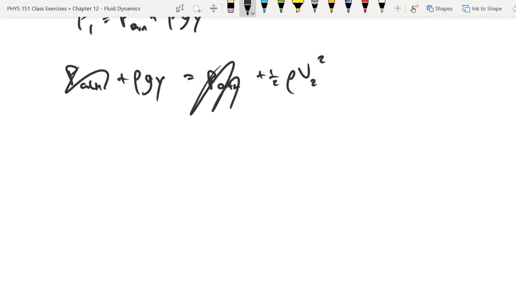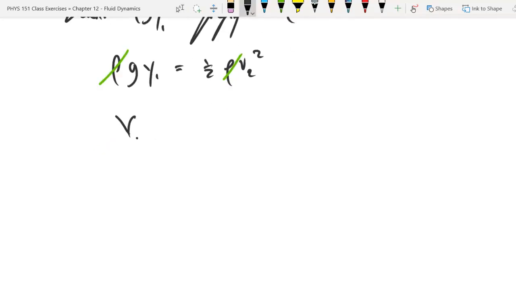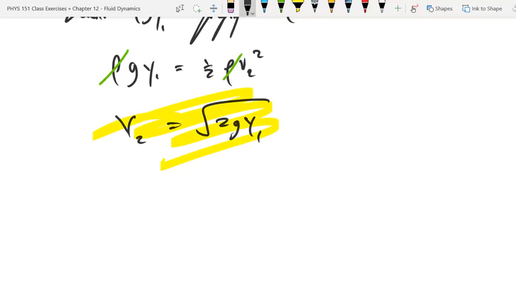And what we have is rho g y1 is equal to 1/2 rho v2 squared. There's a rho on both sides. This is just like mass canceling out way back in conservation of energy. Density is just like mass per volume. Mass cancels out again. Solving this, we have v2 is equal to the square root of 2 g y1, which probably sounds really familiar to you. This is something we've been doing all semester long.